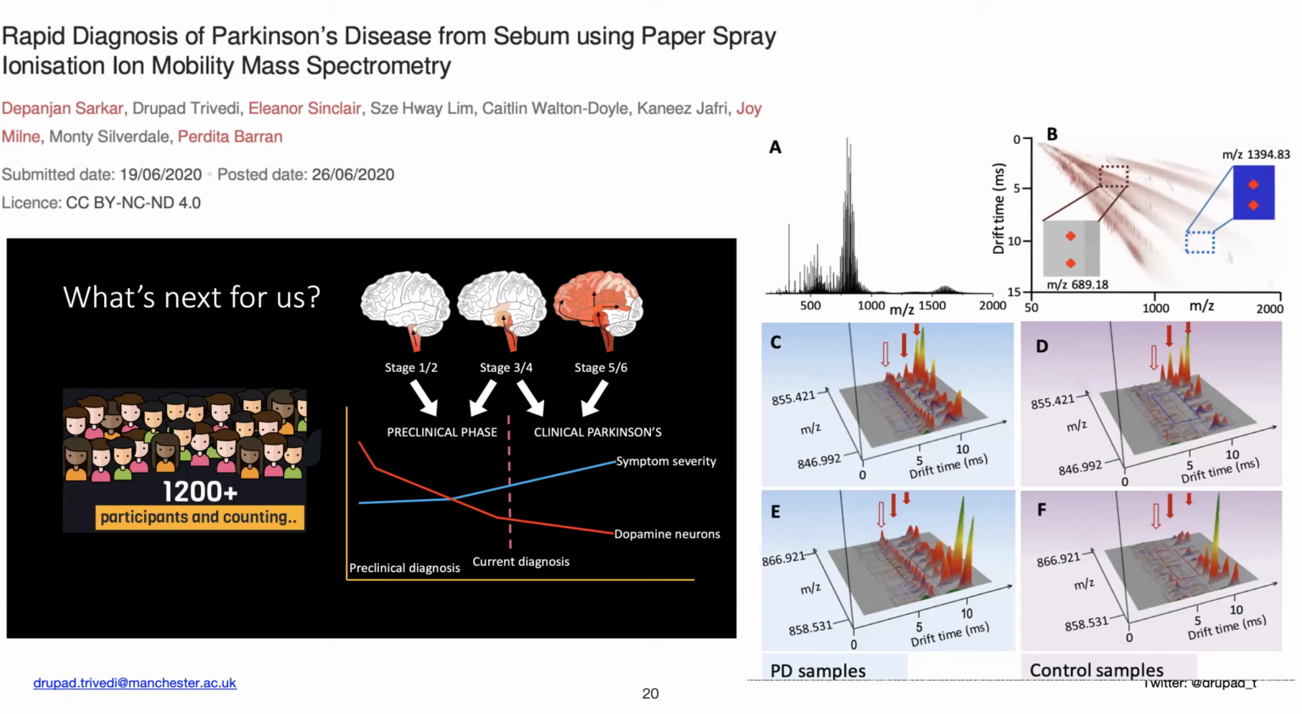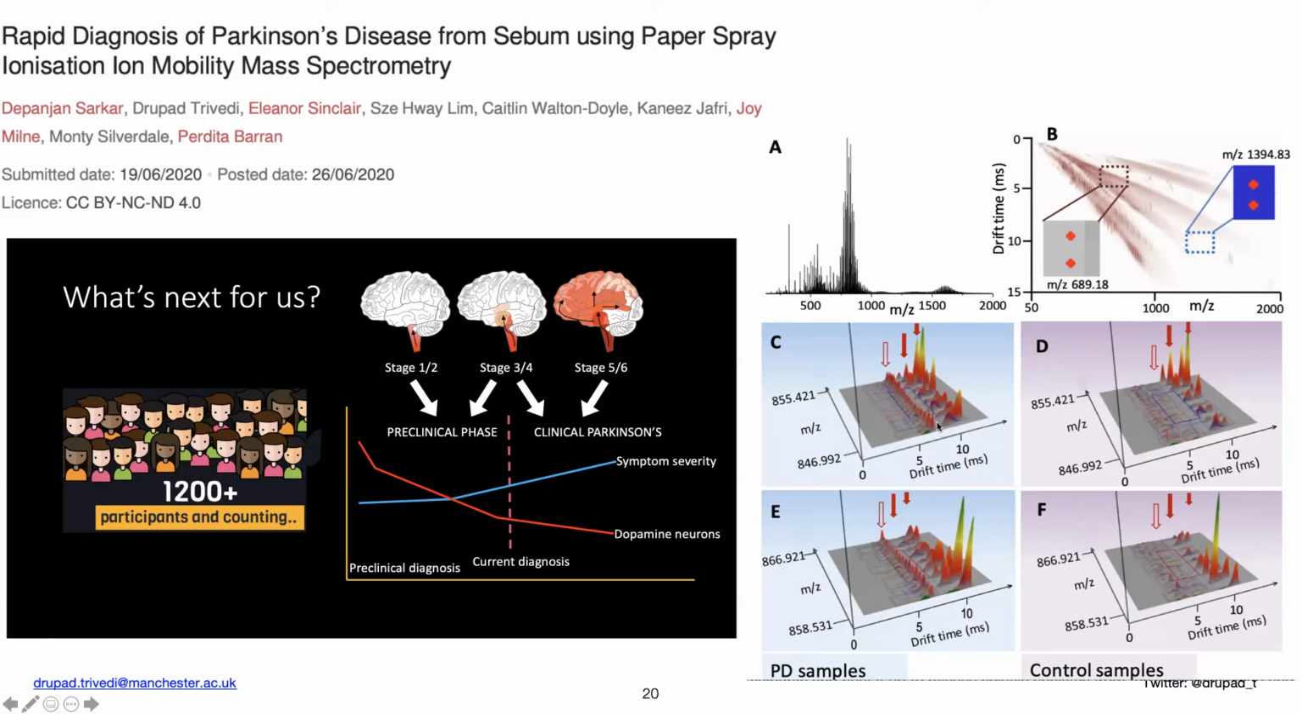But what we really want to push it to is the pre-clinical diagnosis stage, where the damage is not even occurring yet, but the markers, because the lipids will change, can be detected on skin, and will tell us what will go wrong in the brain before it goes wrong.